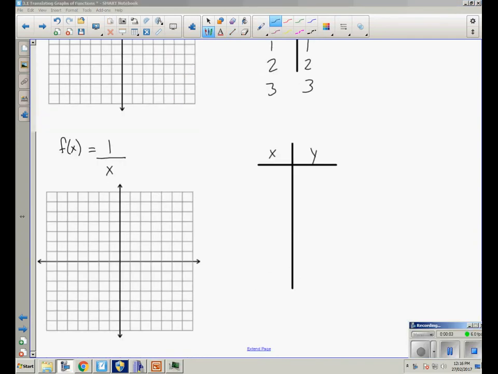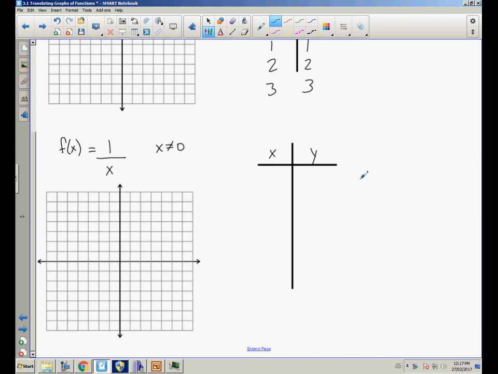So here's my last parent function. This one should look familiar. It's a rational function. For this one, we've got f of x is equal to 1 over x. So with this one, we know we've got a couple of non-permissible values. We've got a non-permissible value of x. X cannot equal 0 in this case.